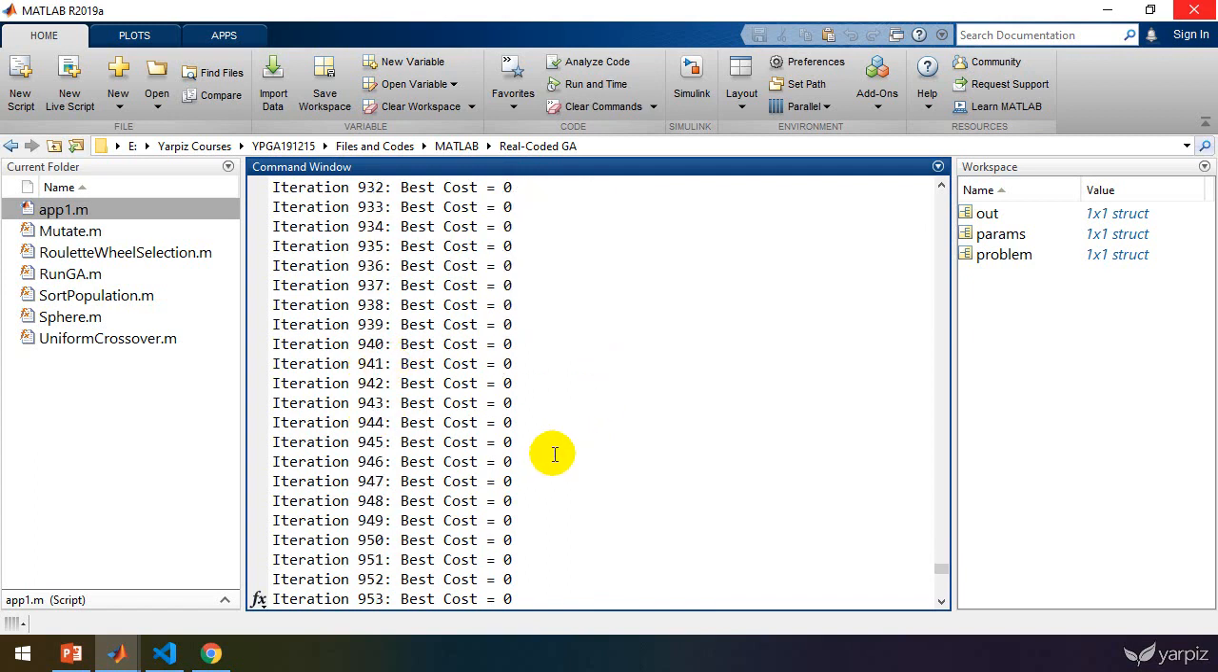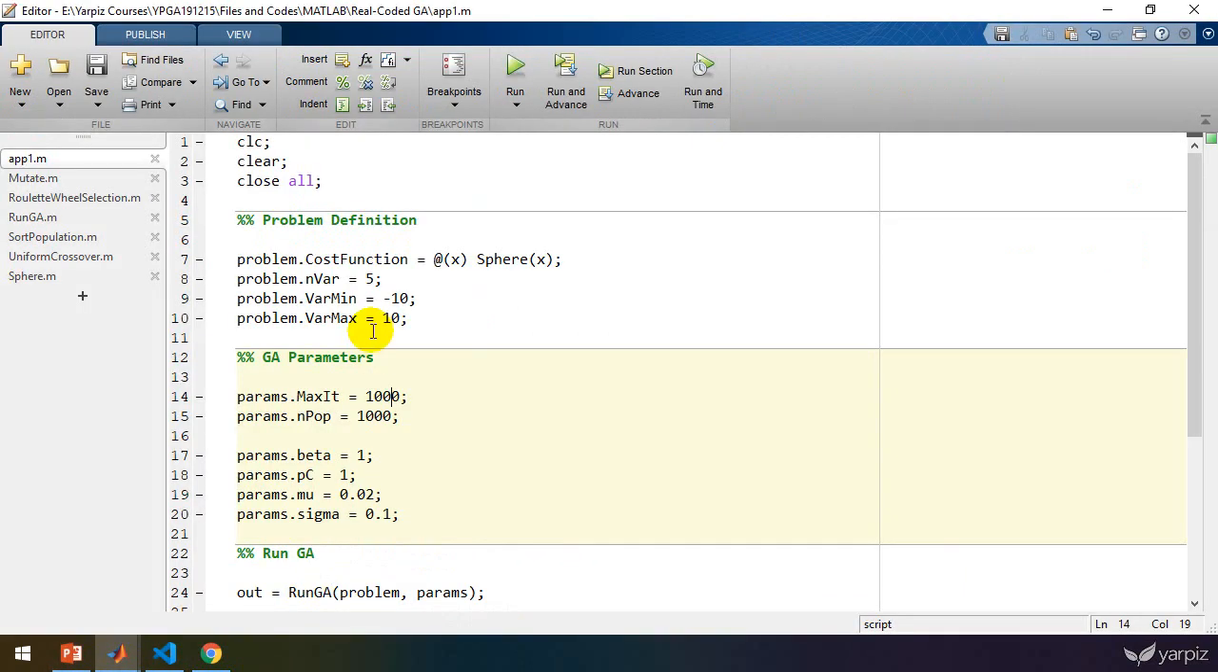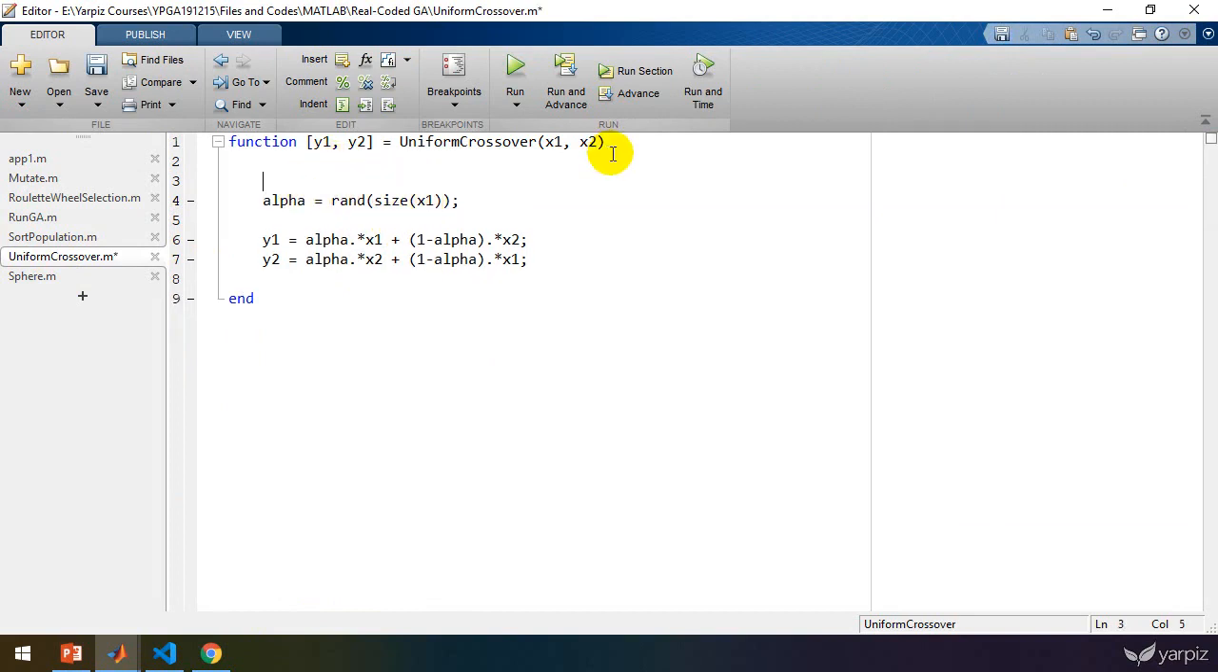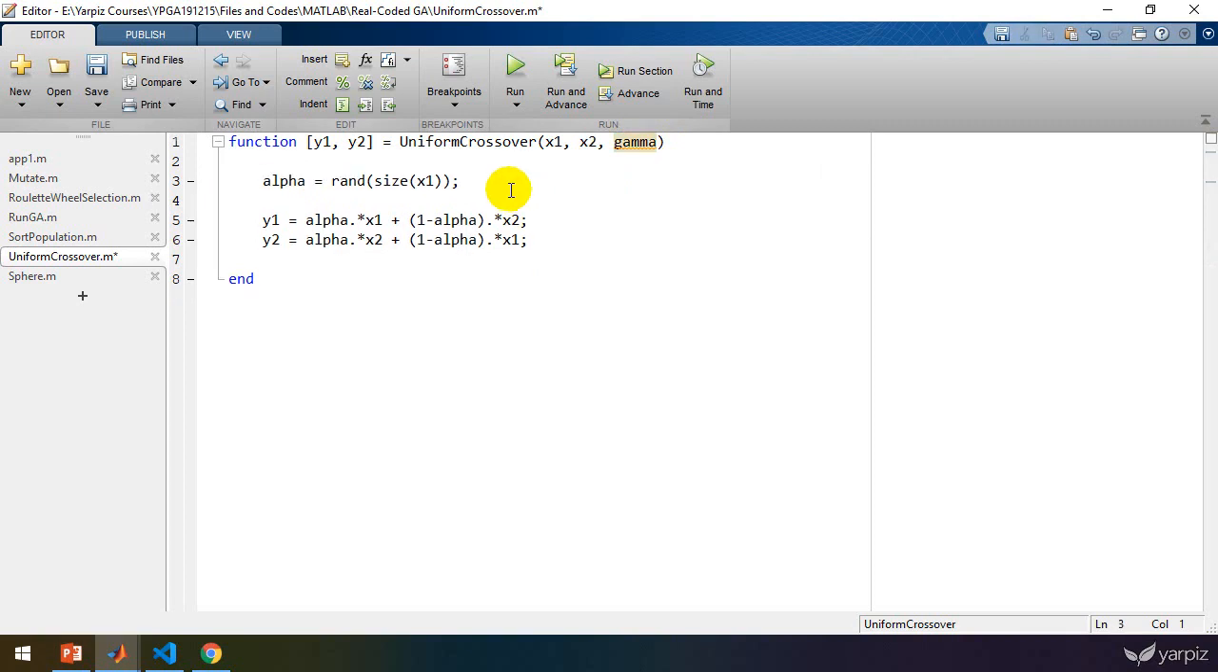914th iteration. Okay, we've implemented the genetic algorithm for a real coded domain, and we can modify and improve the solutions. For example, in the uniform crossover part, we can change the range of alpha to include other values. For example, let's set gamma equal to 0.1. And this can be another parameter. If you wish, you can pass this from here and you can use that.